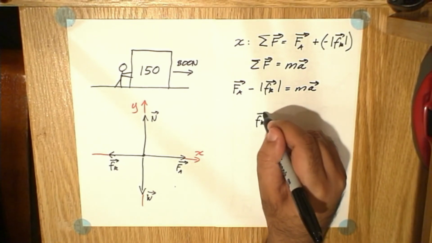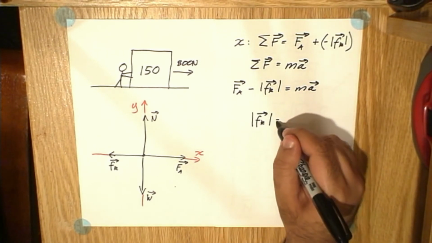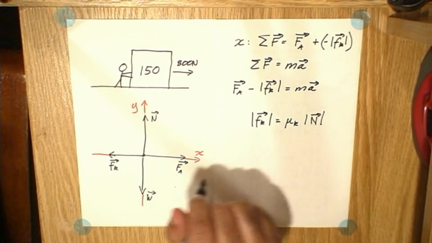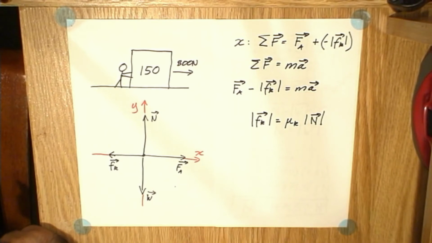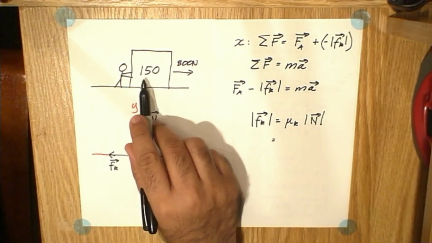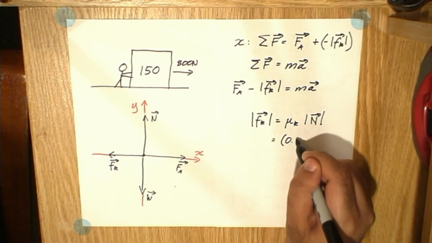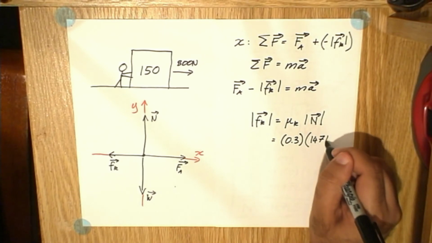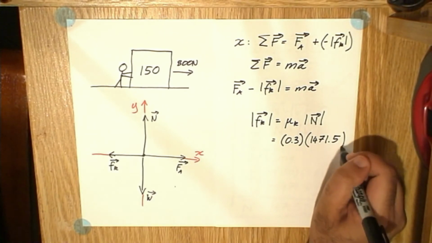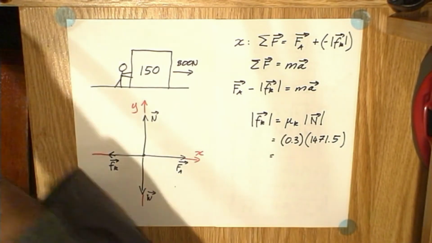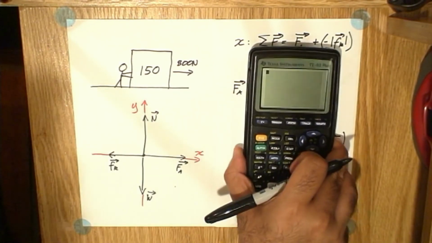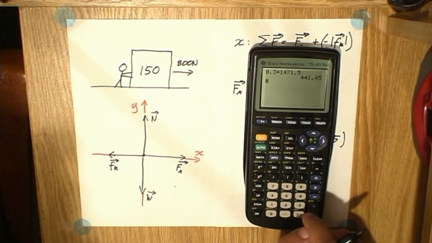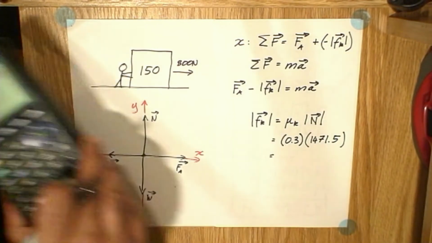The size of the kinetic friction is given by mu sub k multiplied by the size of the normal force. Now, if you were to look in your textbook, you would see that mu sub k for wood against wood is 0.3, times a normal force of 1471.5. So now we can solve for F sub k. 441.45 newtons.